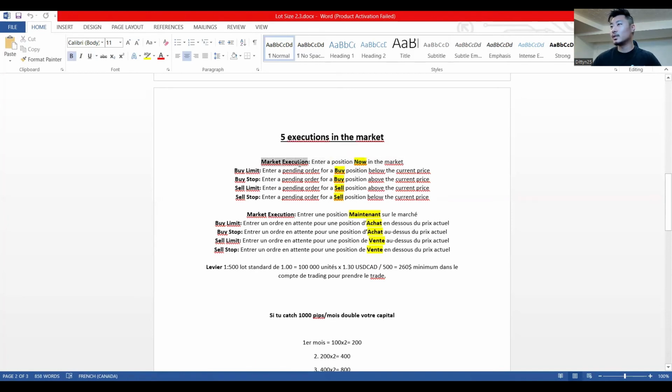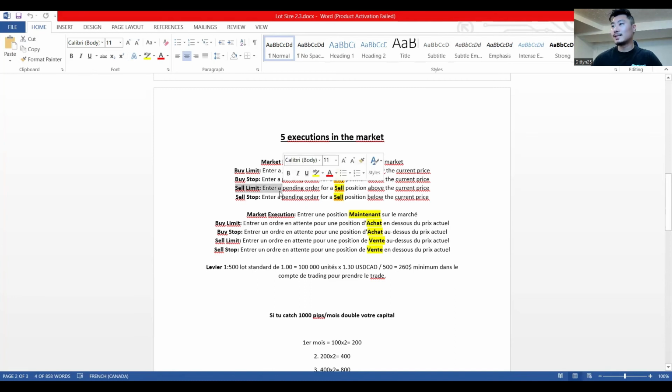So I just included market execution as one, right? But you can buy or sell, so it's two executions. Make sense? You also have buy limit. Buy limit is entering a pending order for a buy position below the current price. Buy stop is entering a pending order for a buy position above the current price.